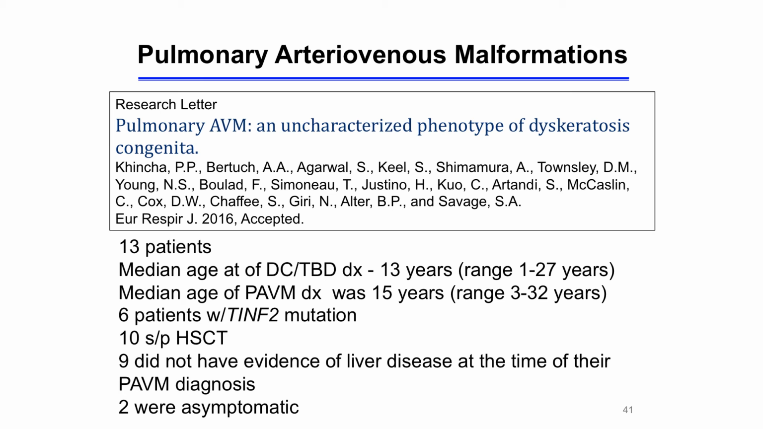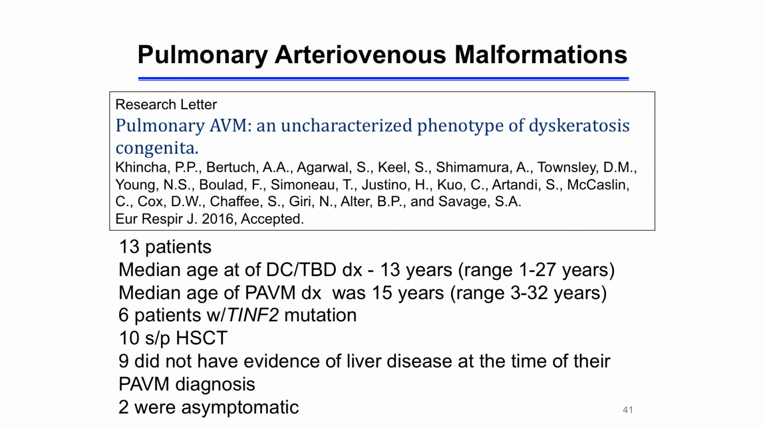6 of the patients had TINF2 mutations, but not all. There was some ARTEL1, DKC1. There was a patient that didn't have a mutation detected to date. So it doesn't appear to be associated with a particular mutation, but it may be those patients who have more severe disease presenting earlier in life. Many, but not all of these patients had already had a bone marrow transplant. So that tells us bone marrow transplant is not required to develop this problem.